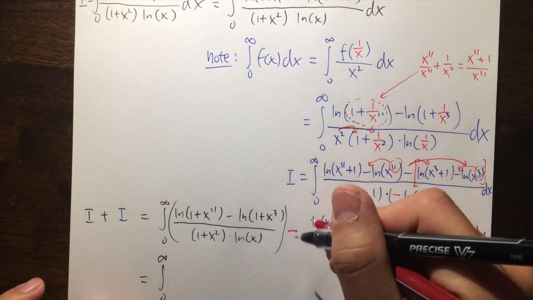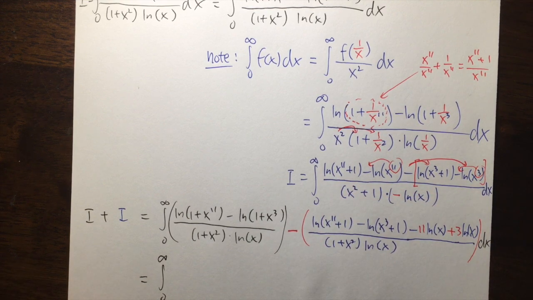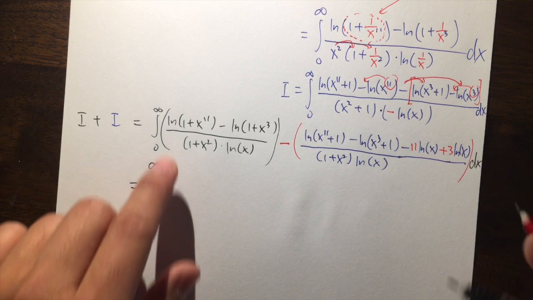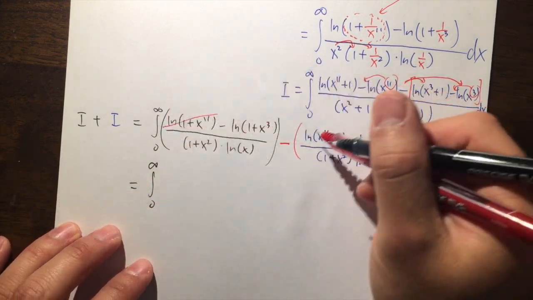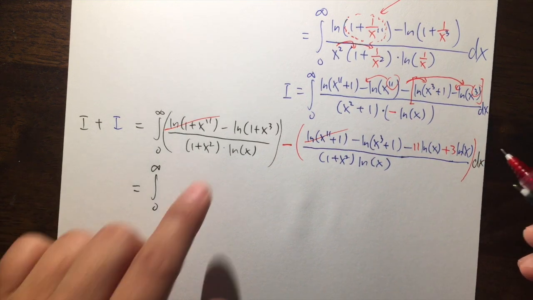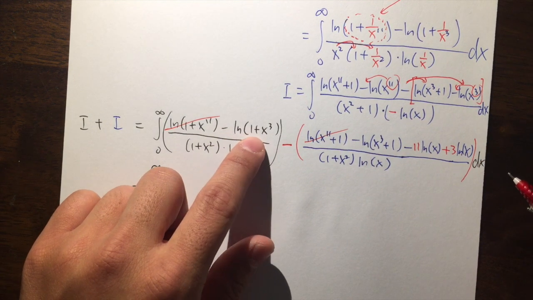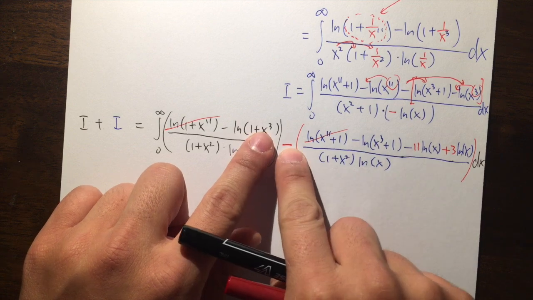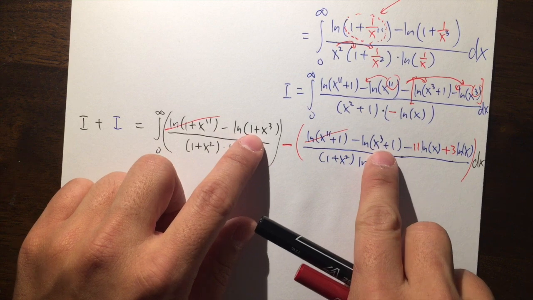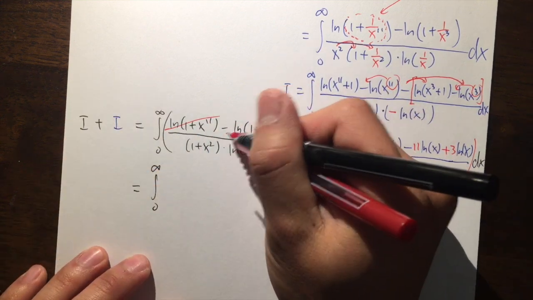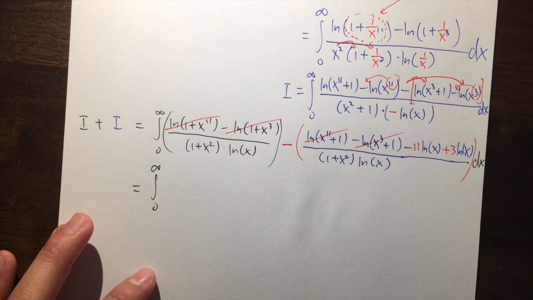Subtract it with the second integral here, right? And this and that are the same, and we have the same denominator, so I can just cancel this out to be 0. And likewise, this is a negative ln of 1 plus x to the third power, minus minus, so it becomes plus, and the inputs are actually the same, right? So we can cross these two out as well.